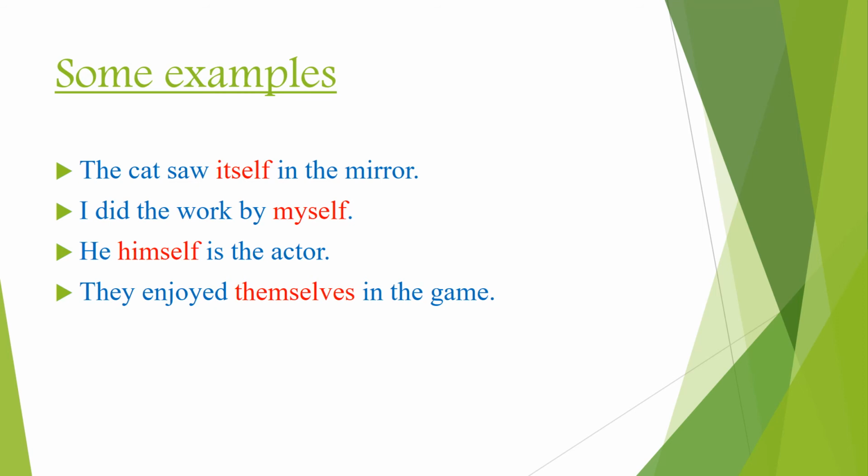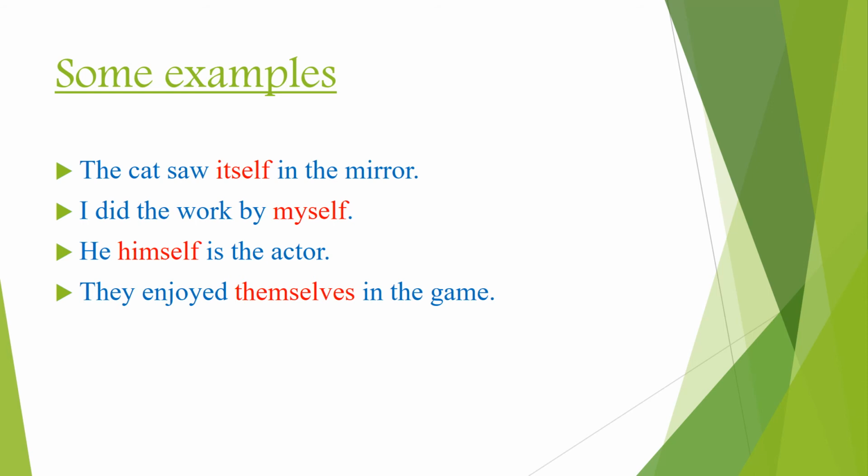Okay. The next sentence: I did the work by myself. So I am the first person personal pronoun, and I'm doing the work by myself. So I'm the person who is doing the action, as well as the person who is also receiving the action. There is no other person in the sentence. So myself becomes the first person singular reflexive pronoun. I did the work by myself.